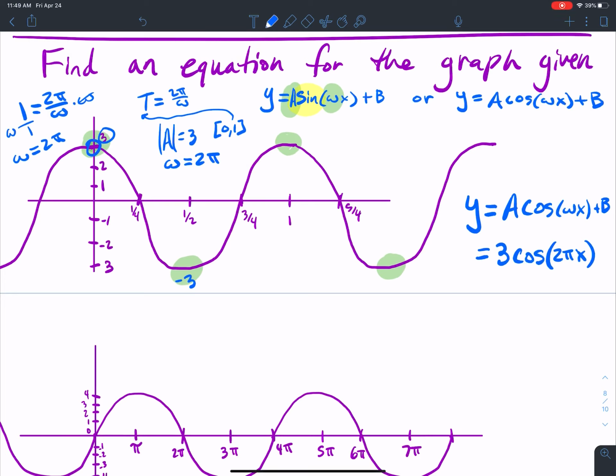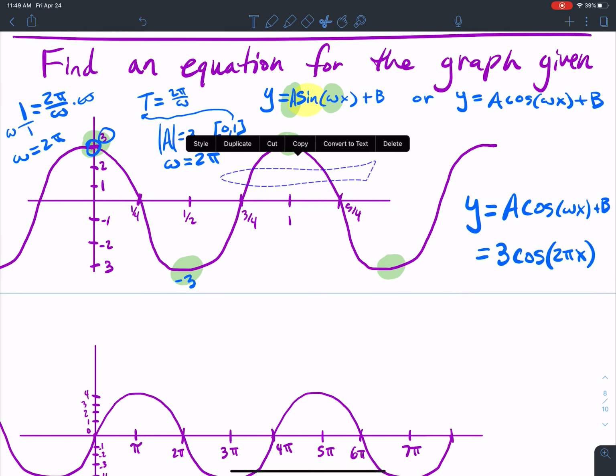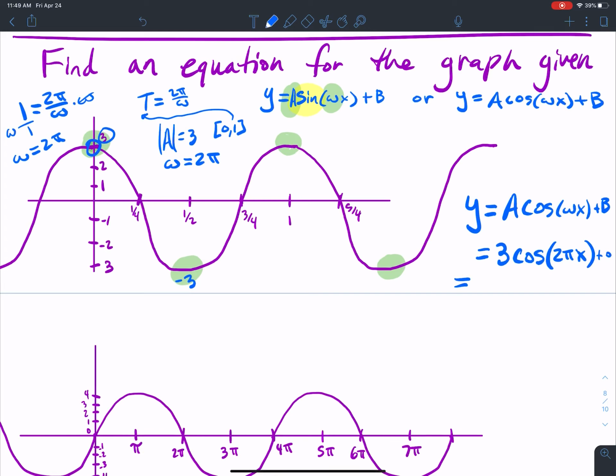And then did I shift my graph up or down? Is this graph shifted up or down? No, I don't think so. We're good to go on that front, so b is 0. So what is my answer? y equals 3 cosine 2 pi x. That's the equation from that graph here.